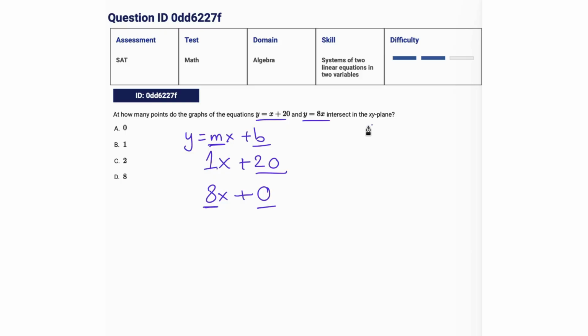The type of intersections for two linear equations are only three types, okay? The first one is zero intersections, which means there are no intersections. The second one is only one intersection, or you can have infinite intersections. I'm going to explain these three in a bit.